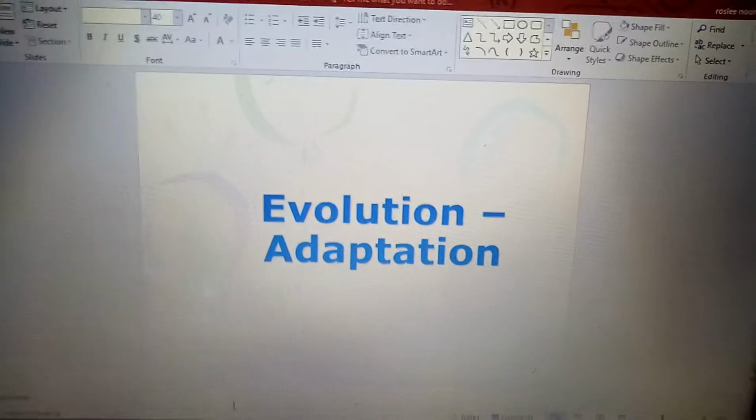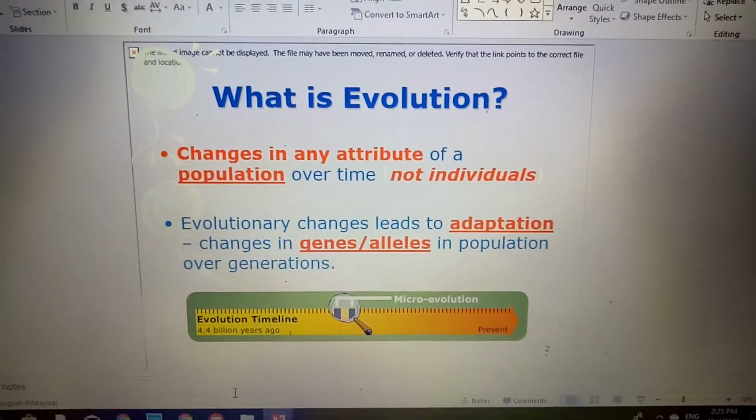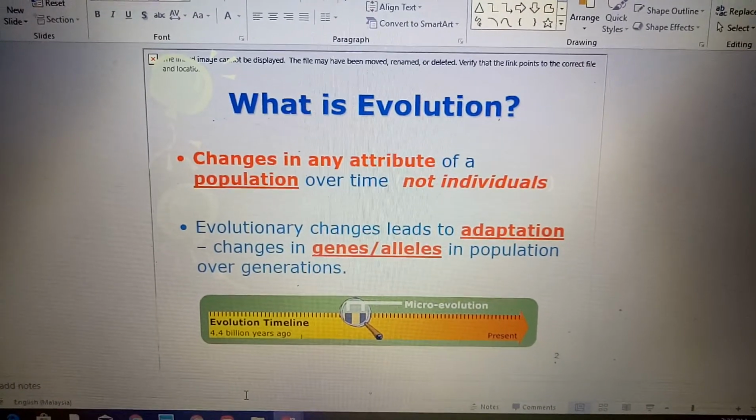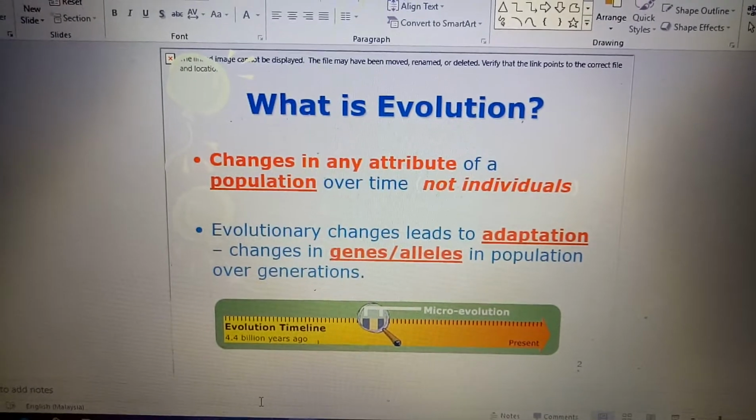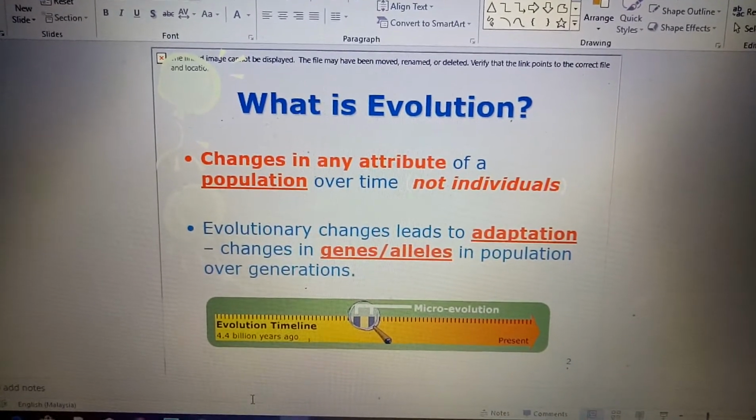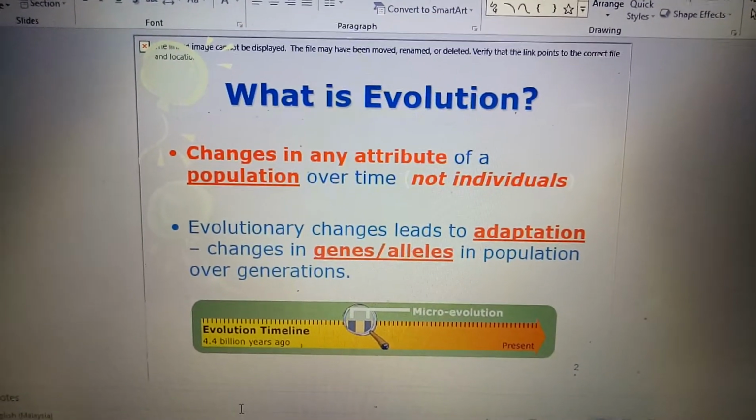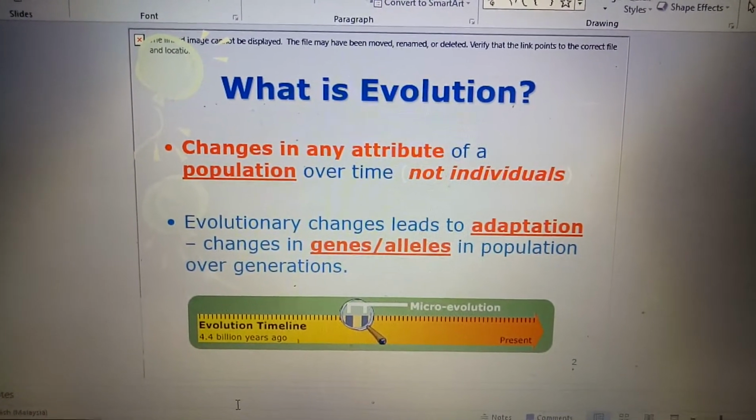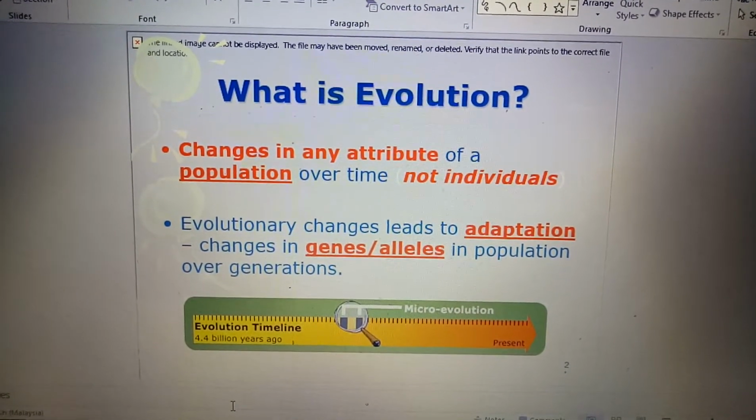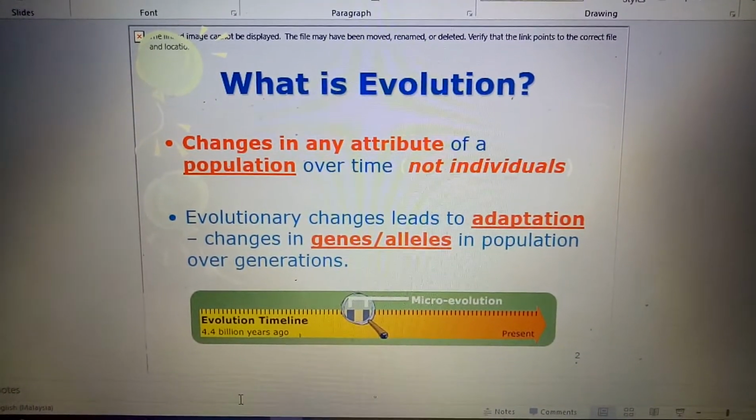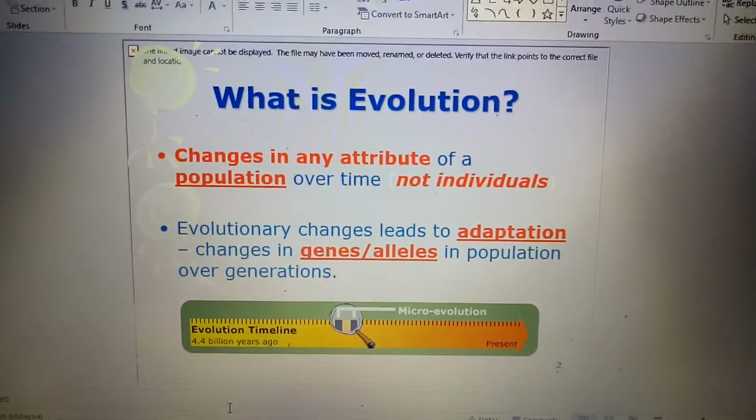As I told you before, this is about evolution and adaptation. As you can see here, this is the definition of evolution. Evolution is a change in the attributes of a population over time. This is not for an individual; it is more about a population. Evolutionary change leads to adaptation. The change is especially in the genes or alleles in a population over generations.